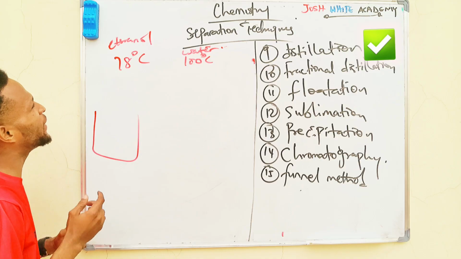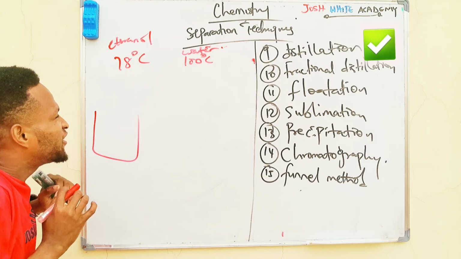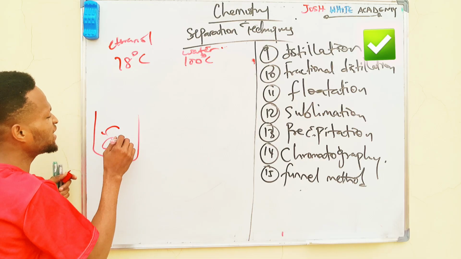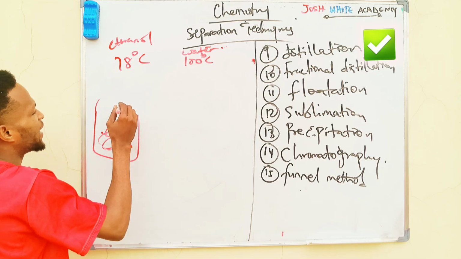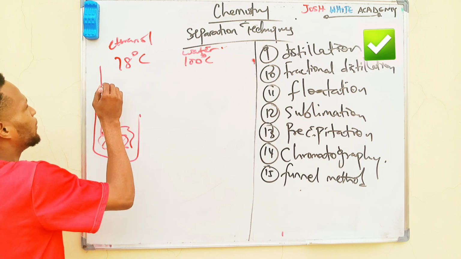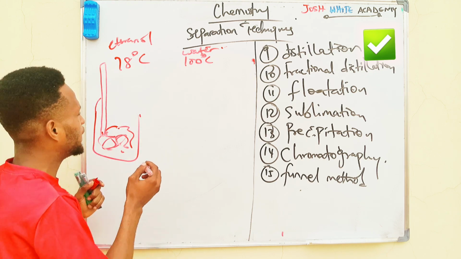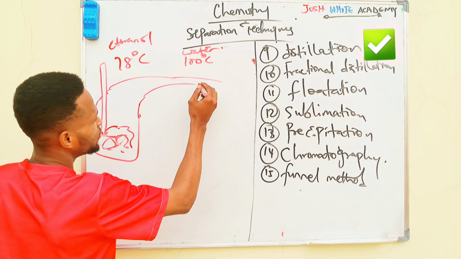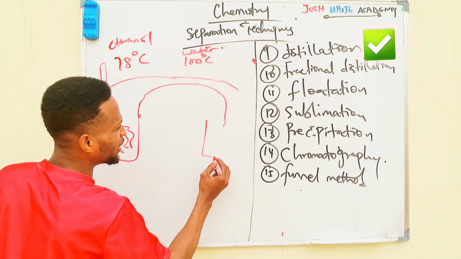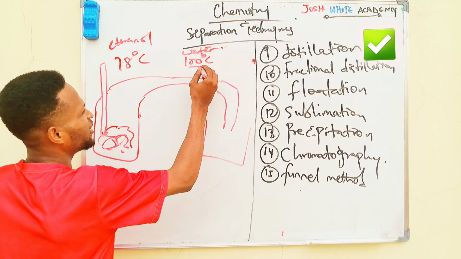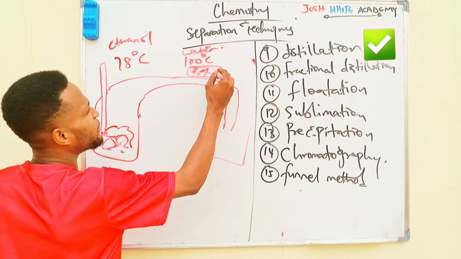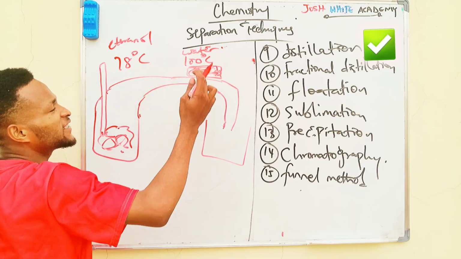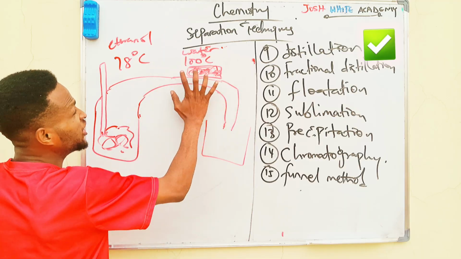So if I want to separate a mixture of ethanol and water, it's through distillation. I put my mixture inside here. I put a thermometer to give me my temperature readings. I connect this tube then to another vessel here. And at this place, I put an ice bath or circulating water so that this region will be very cold.